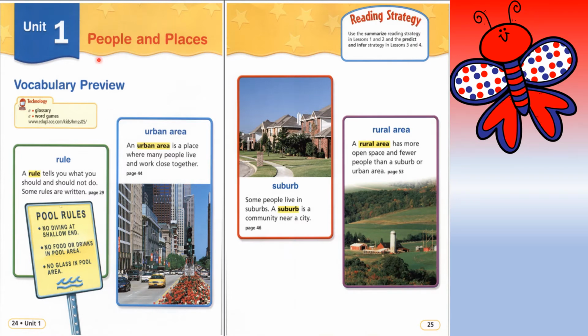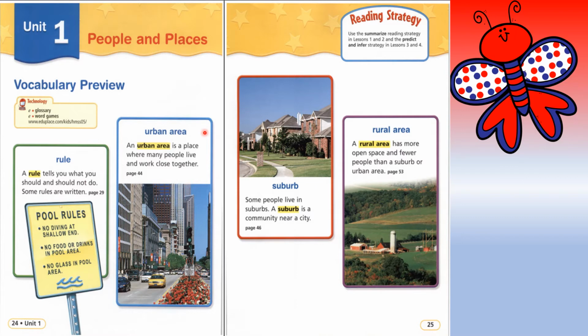Unit 1's vocabulary preview. The first word is rule. A rule tells you what you should and should not do. Some rules are written. Here's a written rule. Pool rules. No diving at shallow end. No food or drinks in pool area. No glass in pool area.